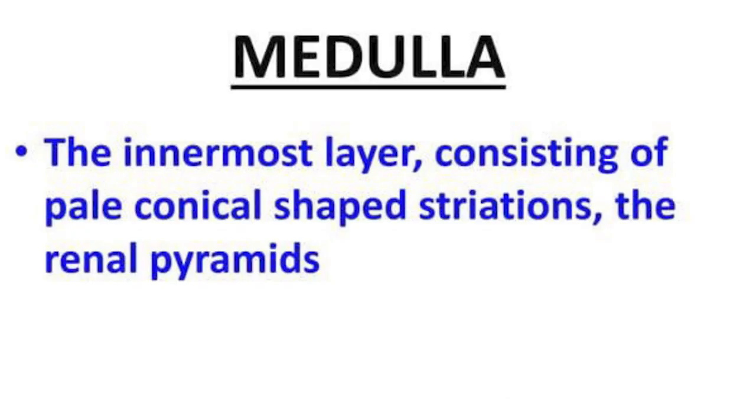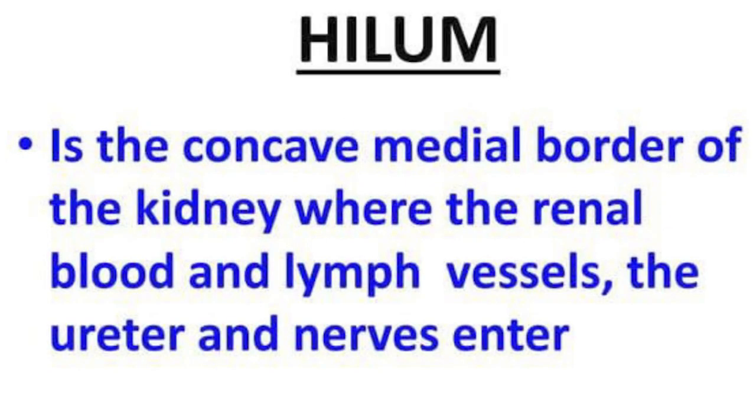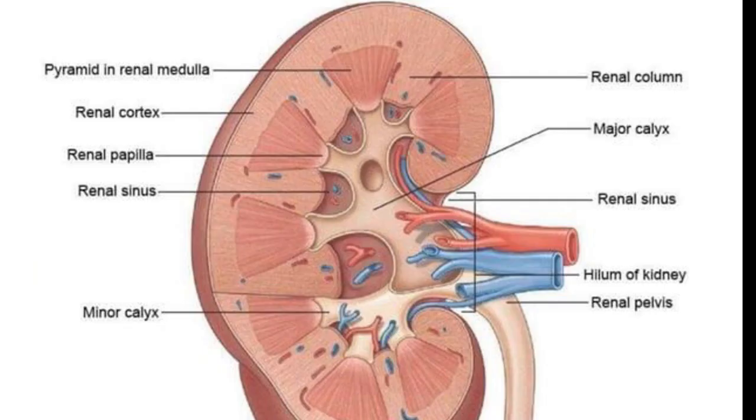The next part is the medulla. The innermost layer is called the medulla. It is conical in shape. The next part is the hilum. The hilum is concave in shape and is connected with the renal blood vessels. It finally ends with the ureter. So this is the structure of the hilum.